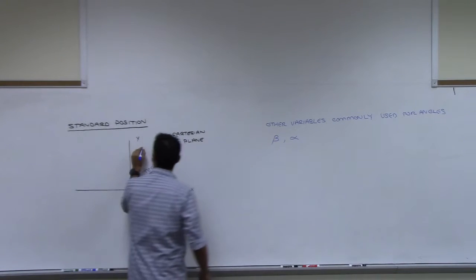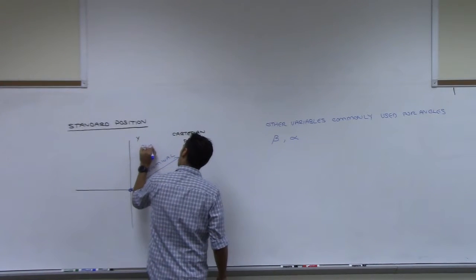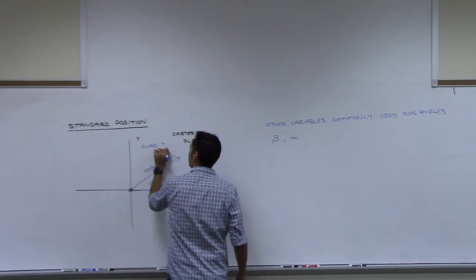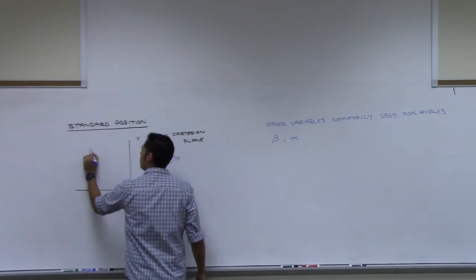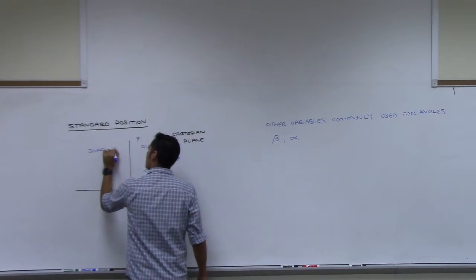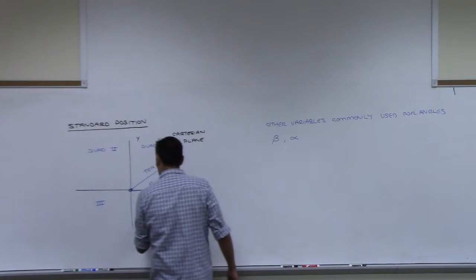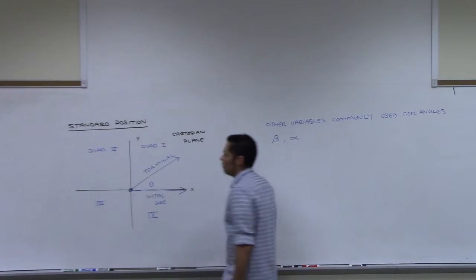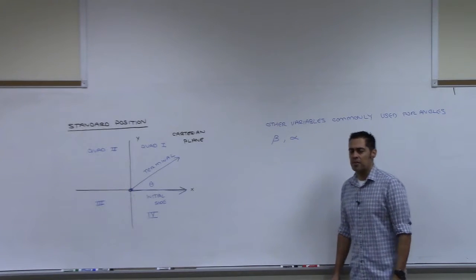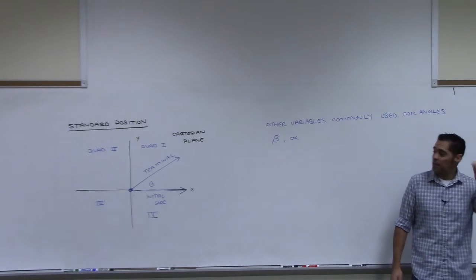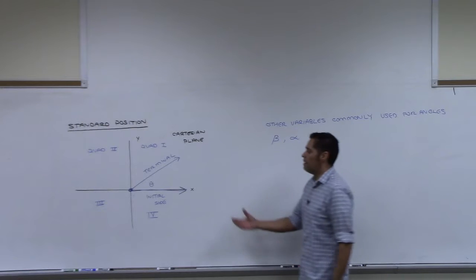So this one right here is quadrant one. I'll just put quad one. Quad two. And then I'm just going to put three and then four. So we have four quadrants that are naturally created by the standard position of an angle.